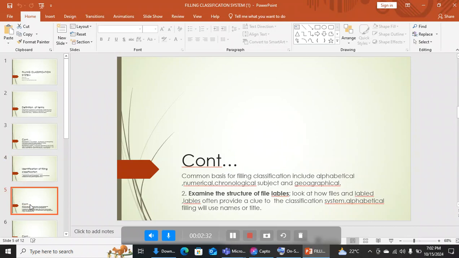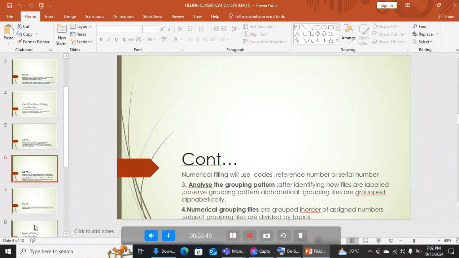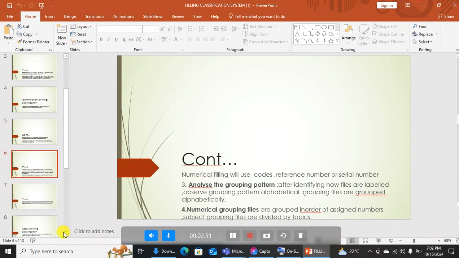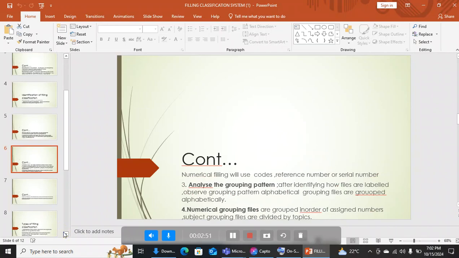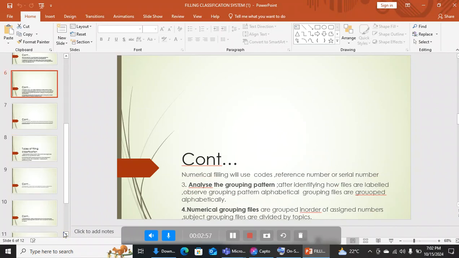The second process is examine the structure of the file label. Here you look at how files are labeled. Labels often provide a clue to the classification system. Alphabetical filing will use names or titles. The next one is analyze the grouping pattern. After identifying how files are labeled, you observe the grouping pattern. In alphabetical grouping, files are grouped alphabetically.